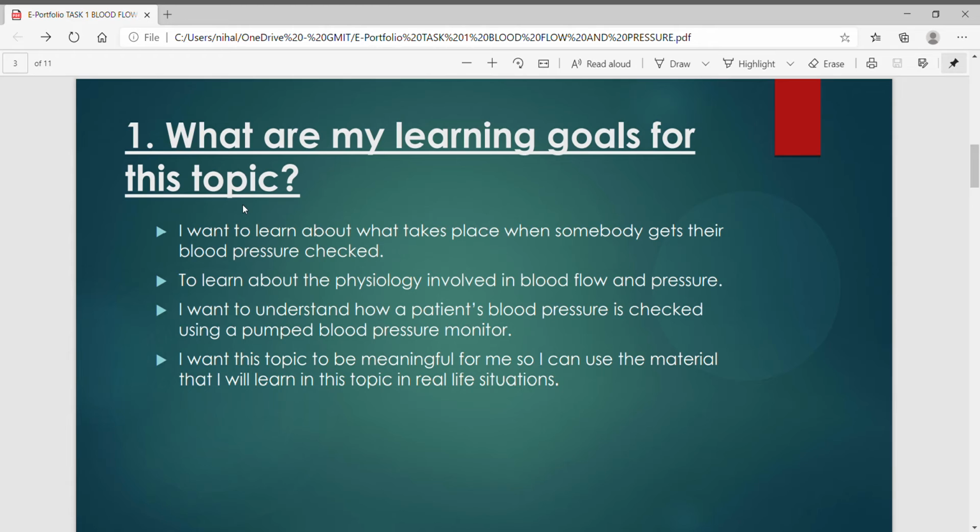I want to learn about what takes place when somebody gets their blood pressure checked. I want to learn about the physiology involved in blood flow and pressure. I want to understand how a patient's blood pressure is checked using a pumped blood pressure monitor. And I want this topic to be meaningful for me so I can use the material that I will learn in real life situations.